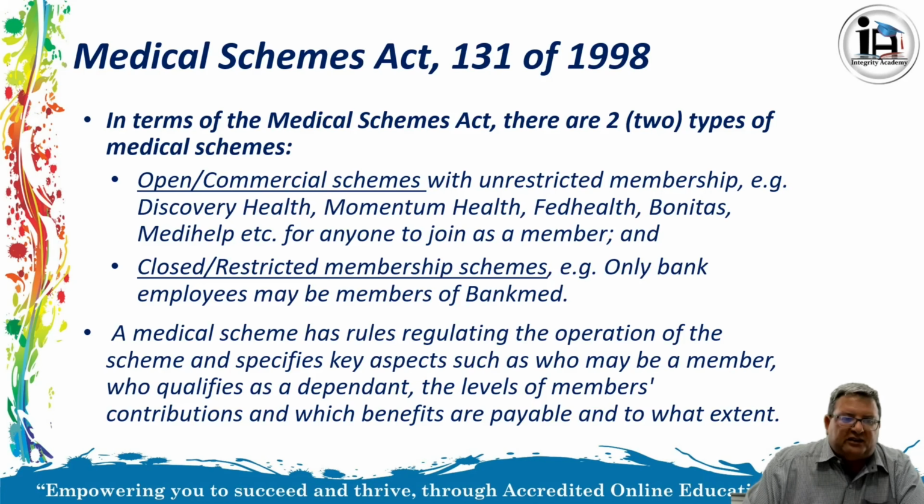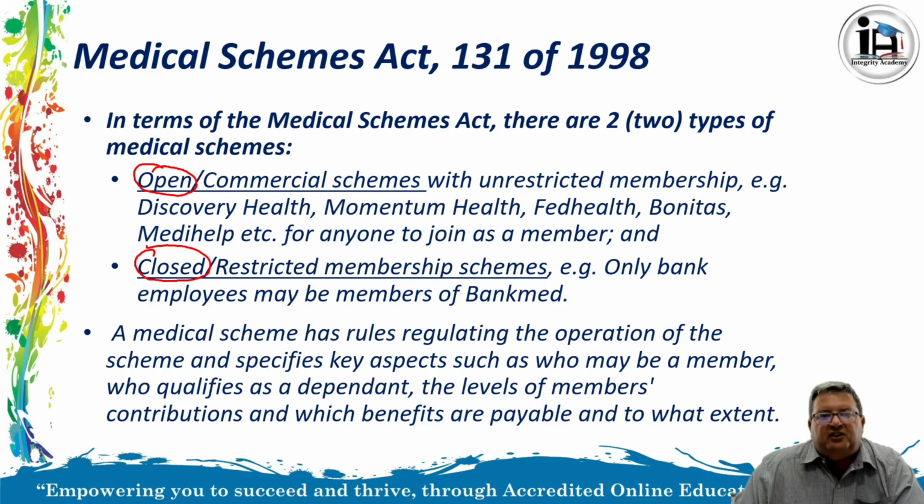We talk about mainly the open scheme, and the other one is the closed scheme. Just think of a door. If a door is not open, it is closed. If a door is closed, it is not open. So think of a door. But the other words for open scheme is also commercial schemes. And the other word for closed door is restricted members schemes.